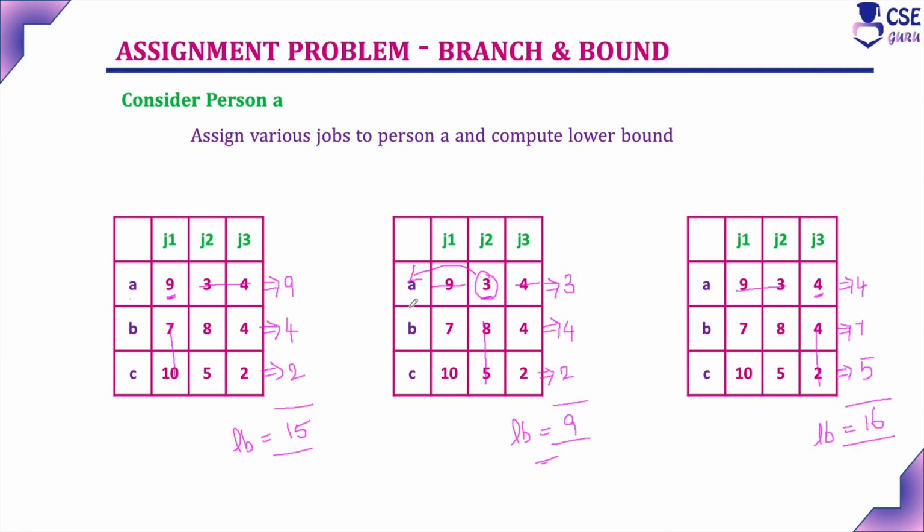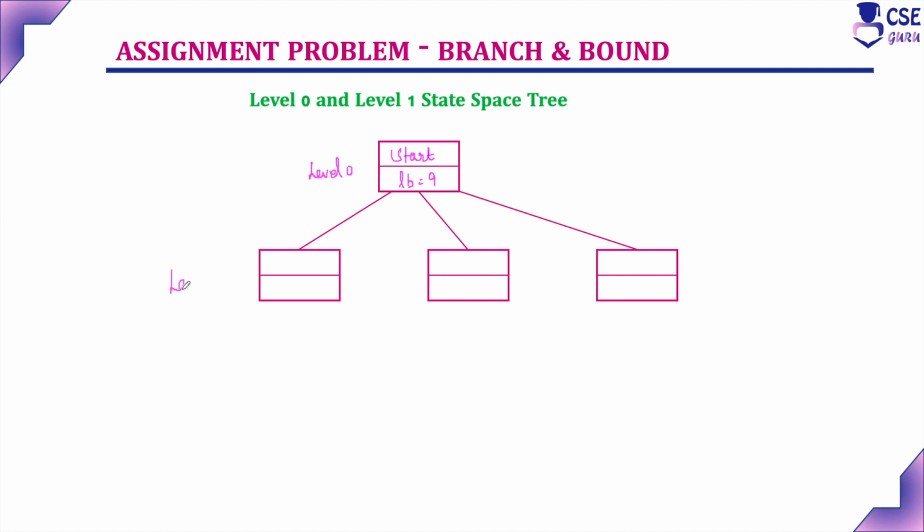Fix second job to person A. Okay. So with this, we will construct the next level state space tree, that is level 1. Next, construct the level 1 state space tree by assigning first job to person A and its lower bound value is 15. Second job to person A and its lower bound value is 9.